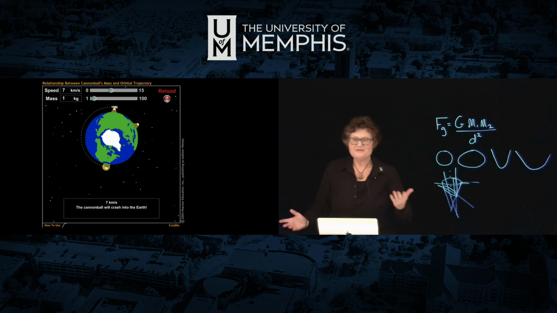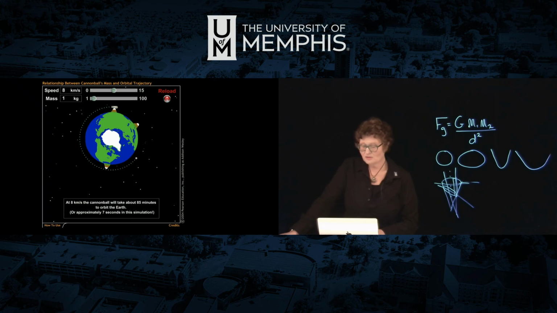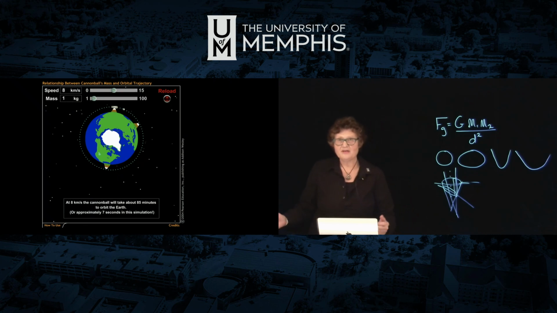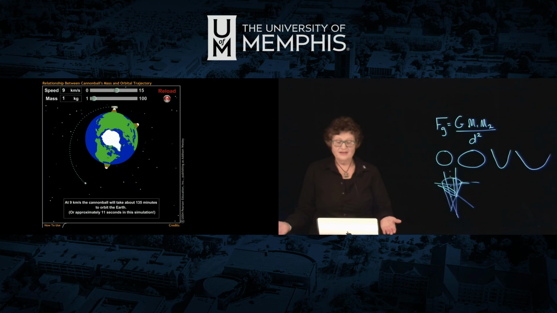So the difference between a falling object and an orbiting object just has to do with how much energy it has at launch and how big the planet is that it's trying to go around. So at 8 kilometers per second, we've got a circular orbit. So this is just a falling object, but it never hits the Earth. What happens if I give it even more energy? I'm turning it up to 9 kilometers per second, and now I've got an ellipse.